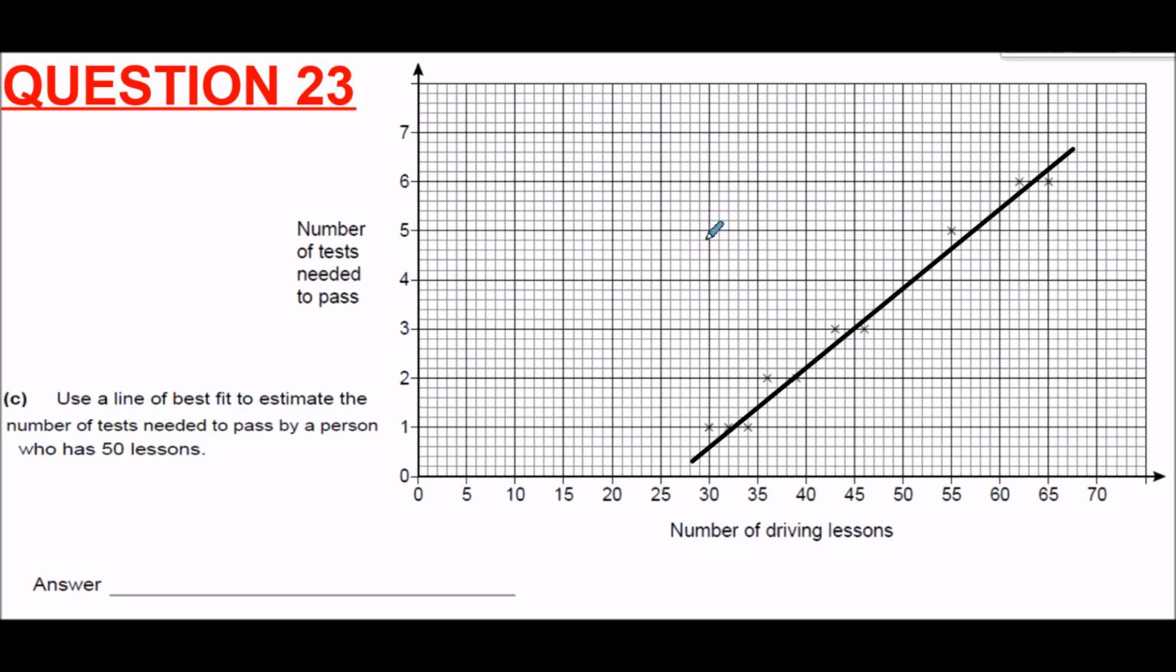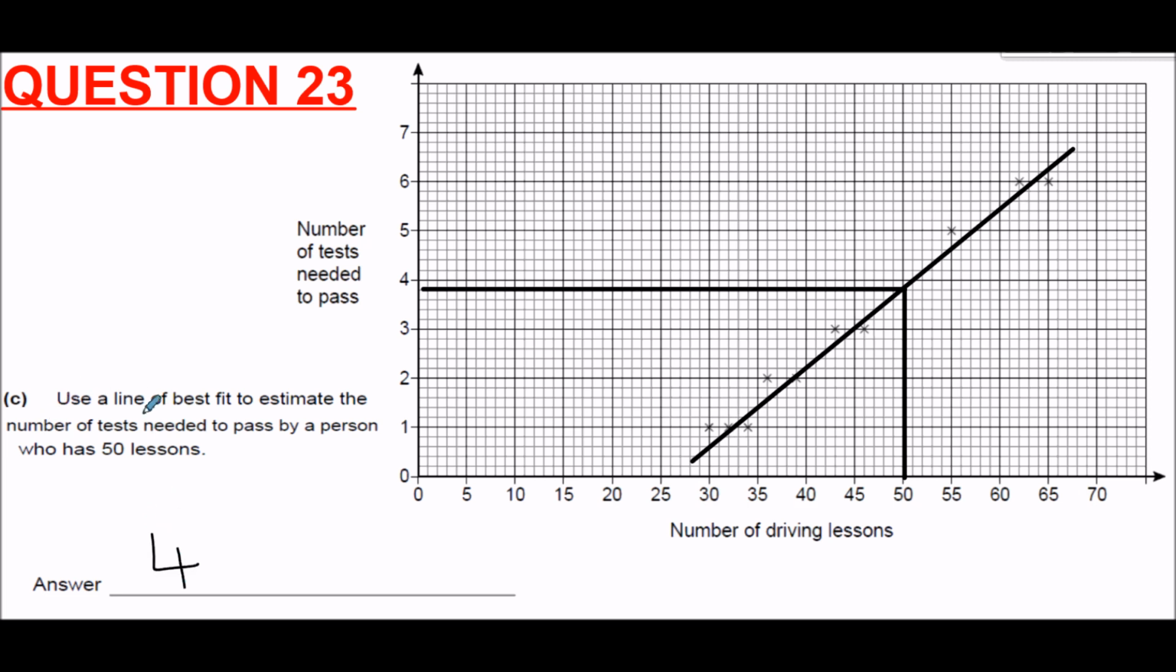Part C, we can use this line of best fit now to estimate the number of tests needed to pass by a person who has 50 lessons. And so if they had 50 lessons, what we can do is go along at 50, go up until we hit the line. When we hit the line, we can go along and see what we get. And so that's between 3 and 4, but closer to 4. So if we could have a decimal number of tests, it would be 3.8. But to the nearest number of tests, because obviously you either have a test or you don't, that would be 4 tests.